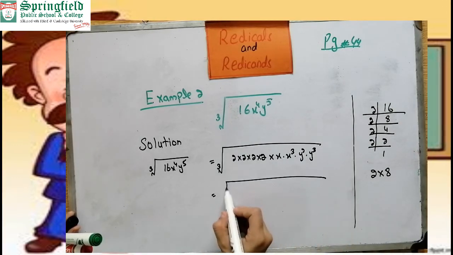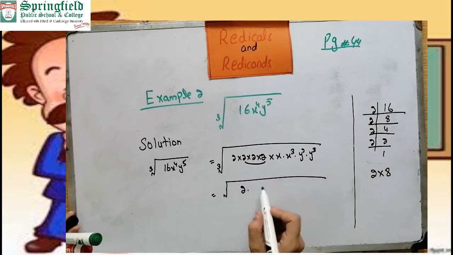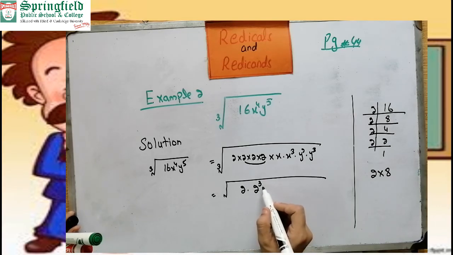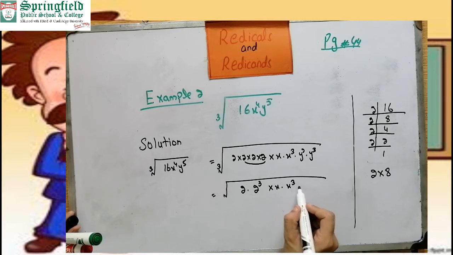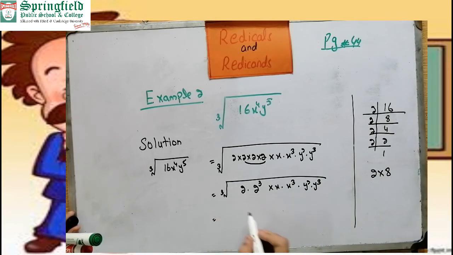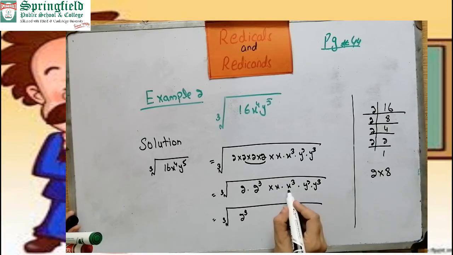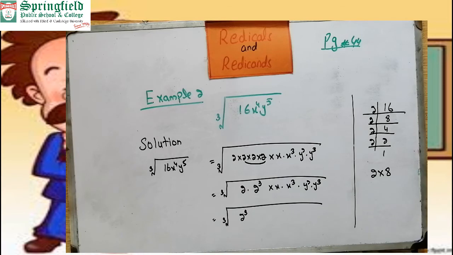and then make the cubes of these numbers. So 2 power cube into 2 multiply x into x cube into y square into y cube. Okay, now separate the cube of the factors, the numbers that have the cube. 2 in cube form, x in cube form.